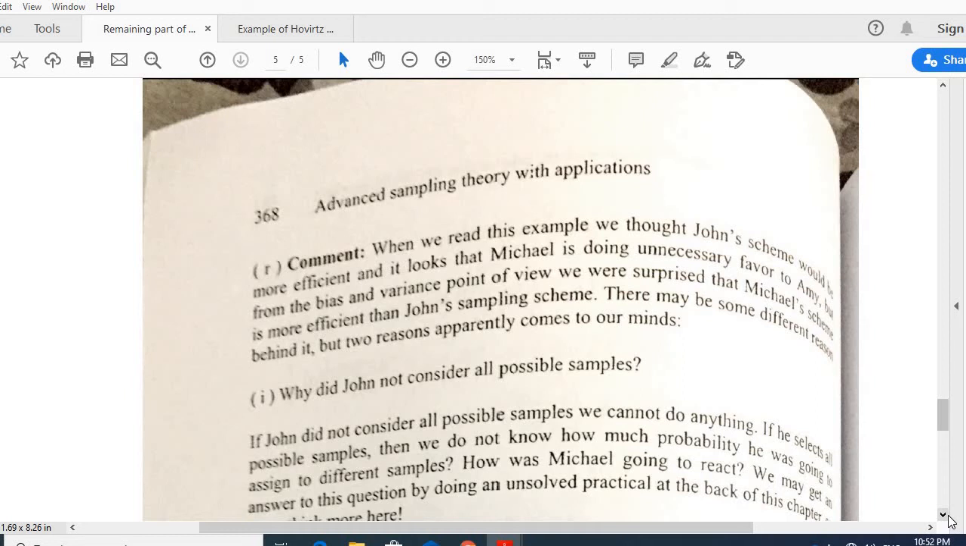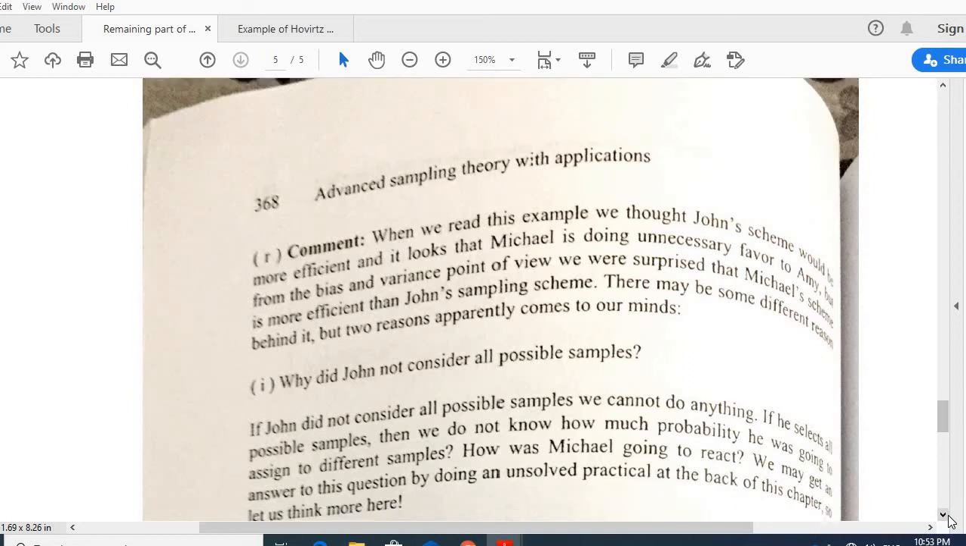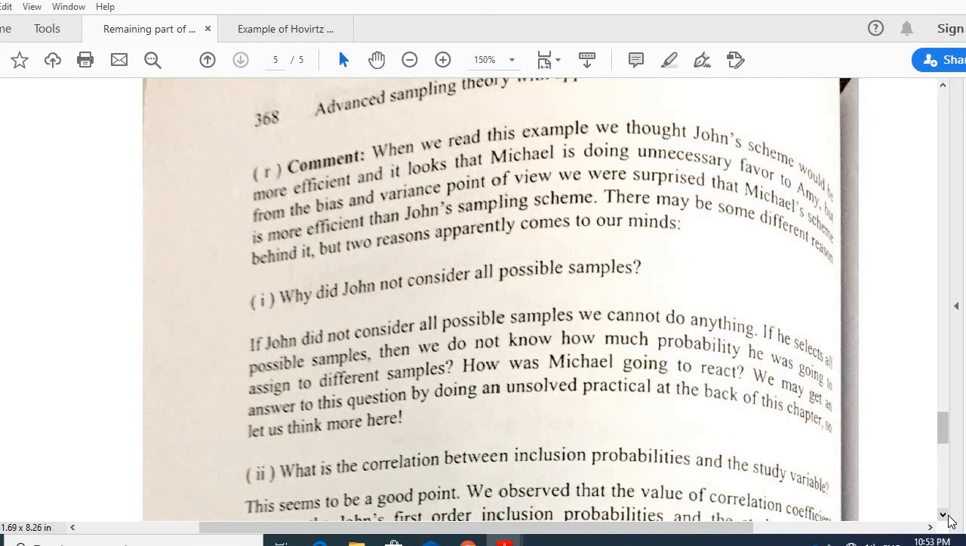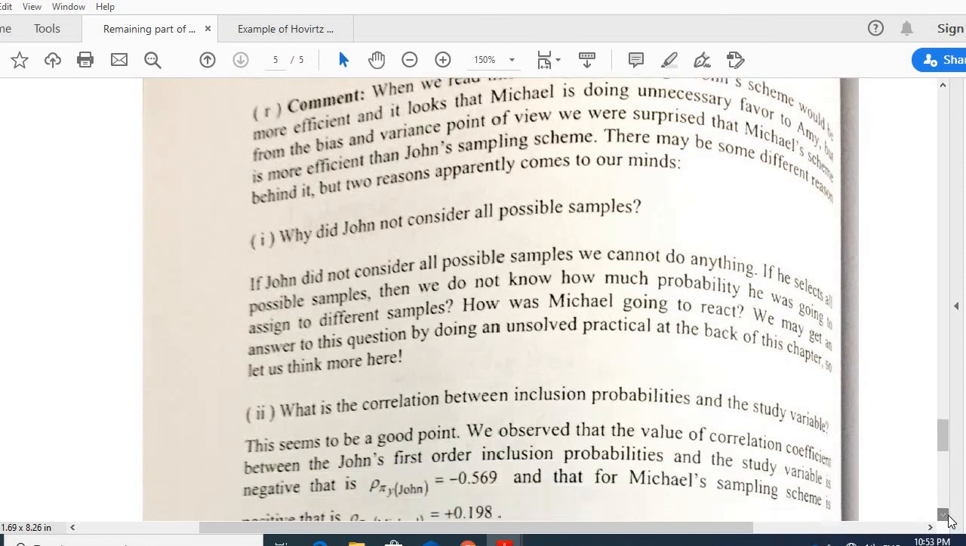Comments: when we read this example, we thought that the John scheme would be more efficient, and it looked like Michael is doing unnecessary favor to ME. From the bias and variance point of view, we were surprised that the Michael sampling scheme is more efficient than John sampling scheme. There may be different reasons behind it, but two reasons apparently come up. Number one, why did John not consider all possible samples? The second reason is, what is the correlation between the inclusion probabilities and the study variable?